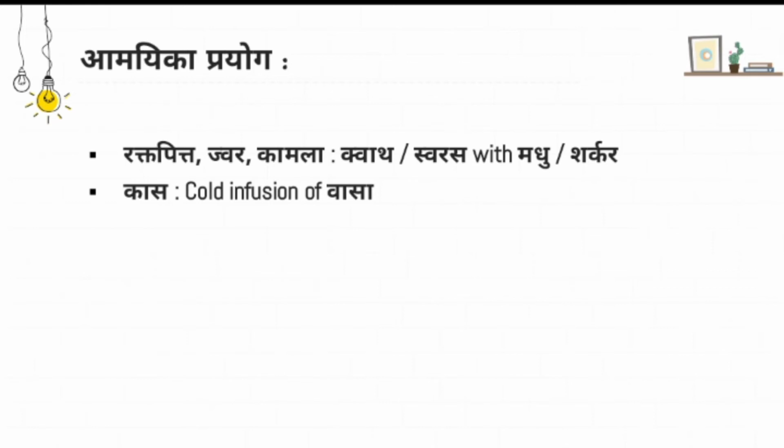So at that time we can give it with the Swarasa by mixing the Madhu, as Madhu also acts as a mucolytic, and it protects the mucus layer of the oral cavity, the oropharynx. That's why it is widely indicated that we should give it with the Madhu, or else we can give it with the Sharkara also. In Raktapitta, Jwara, Kamala, Kvata or Swarasa with Madhu or Sharkara we can give.